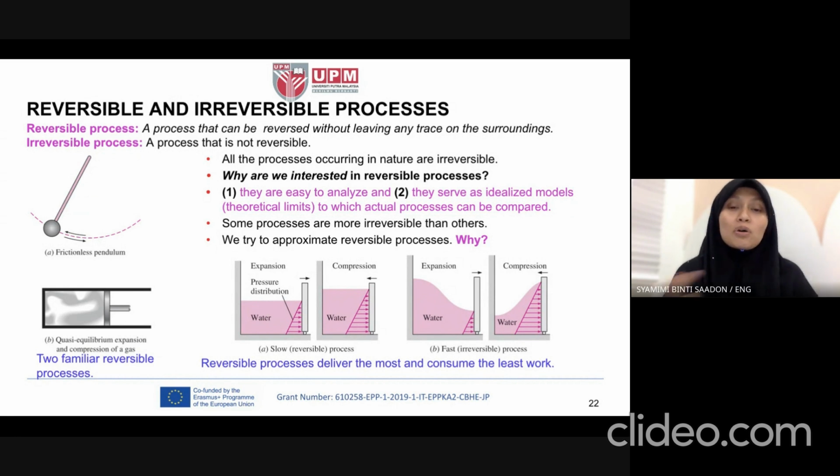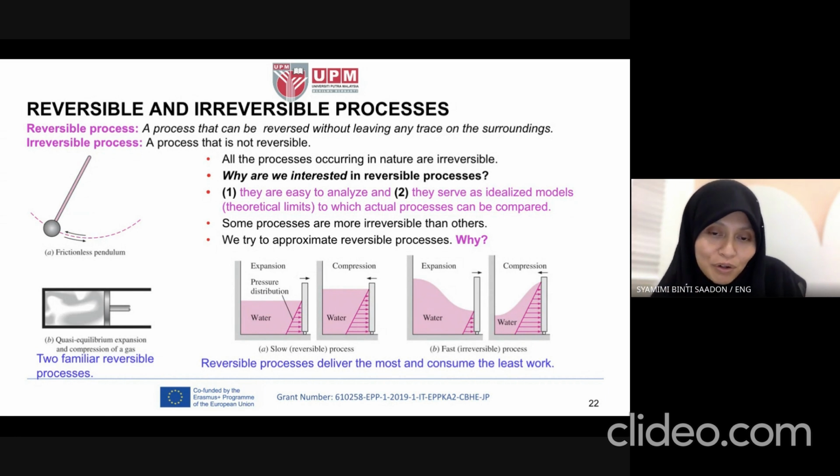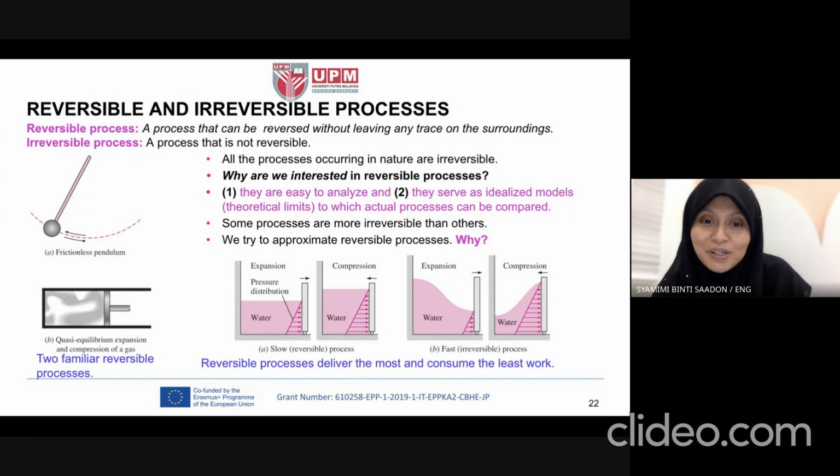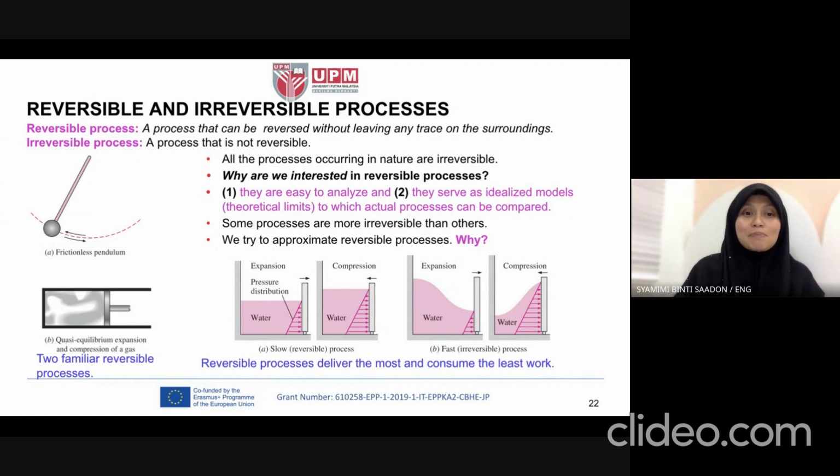Okay, it cannot go back to its initial state. But if we slowly put down our phone on the floor, the phone is still okay, it's still fine. It's still in its initial state because the process is slow. So the phone can be reversed back to its initial state. It's still good, can be used, right? So that is an example of a reversible and irreversible process.